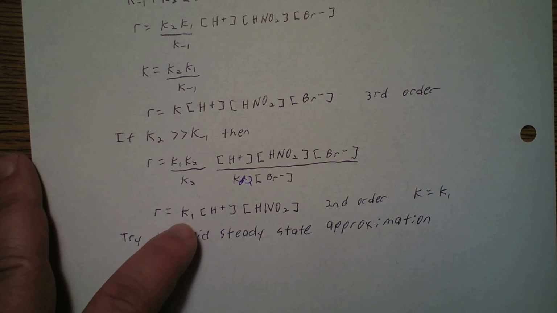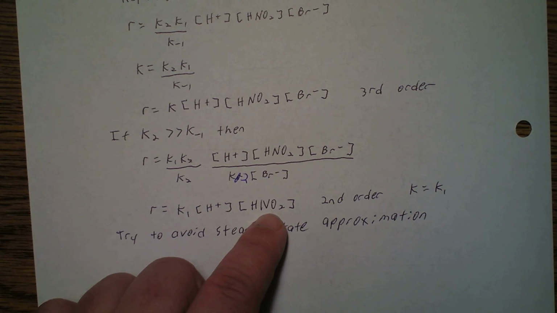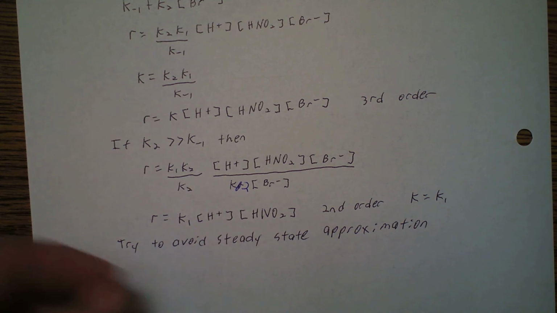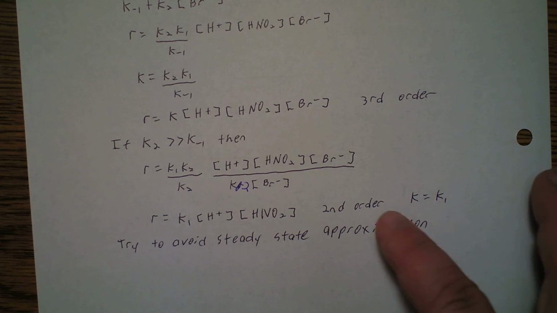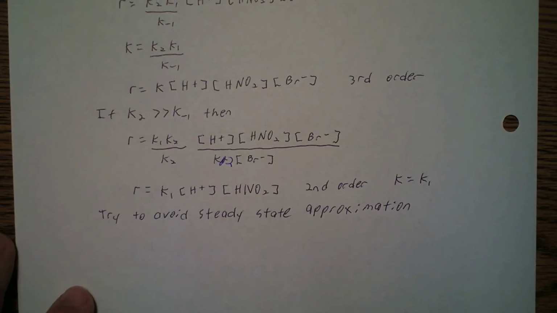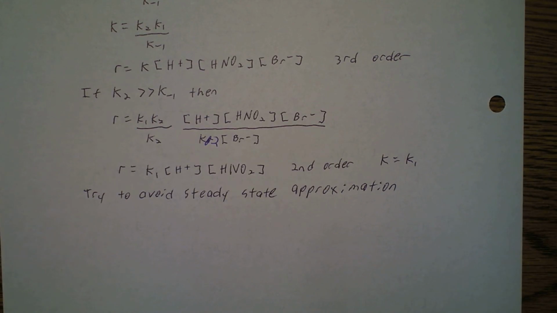So R is equal to K1 times the concentration of H plus times the concentration of HNO2. Somehow I got an extra K2 on the bottom here. Okay, so this is going to be second order, and that's going to be K is equal to K1. So if possible, because it's so complicated, try to avoid the steady state approximation.